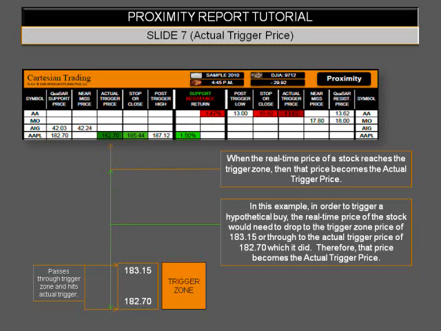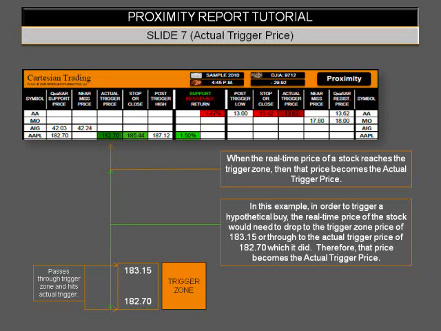When the real-time price of a stock reaches the trigger zone, and we discuss the trigger zone being the actual support price or resistance price plus or minus 0.25%, depending on which side of the document you're on, then that price becomes the actual trigger price. In this specific instance, Apple traded down through the 183.15 to 182.70 trigger zone.